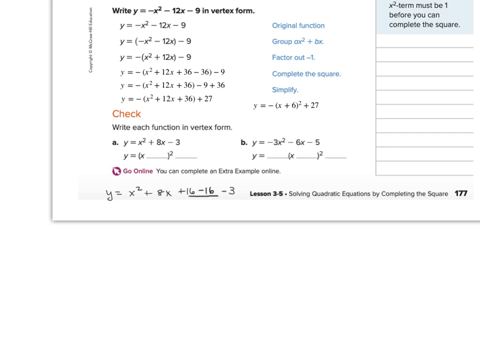So now I can complete the square with this, and that is x plus 4 times x plus 4, minus 19, because I just factored that. That would be x plus 4 squared minus 19. And I just completed the square. And my vertex here should be negative 4, negative 19. Completing the square.